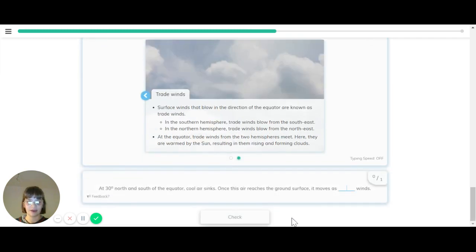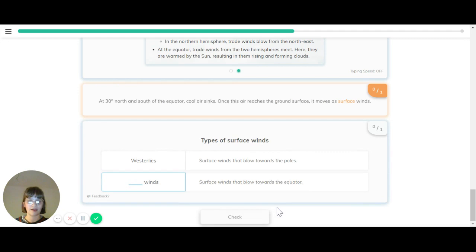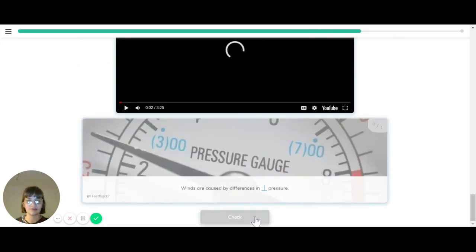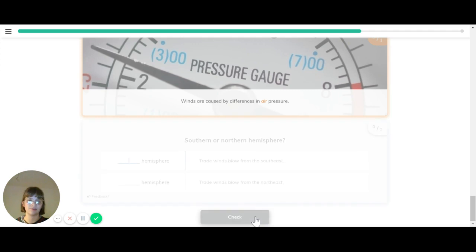So let's do a bit of a recap. At 30 degrees north and south of the equator, cool air sinks. Once air reaches the ground surface, it moves as surface winds. So remember, on the ground surface, moving as surface winds. And what are the 2 types of surface winds? We've got westerlies, which are surface winds that blow towards the poles, and trade winds, which are surface winds that blow towards the equator. And winds are caused by differences in air pressure.